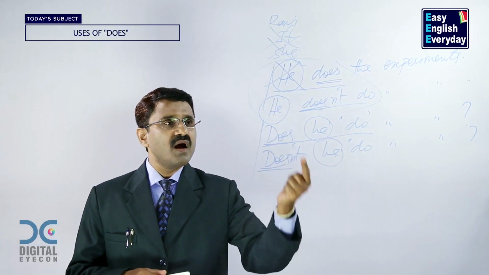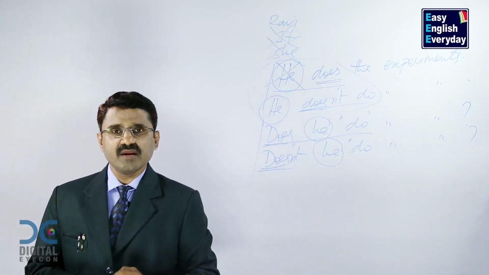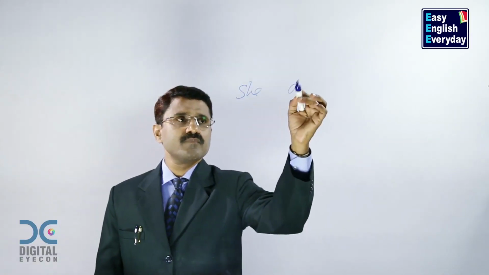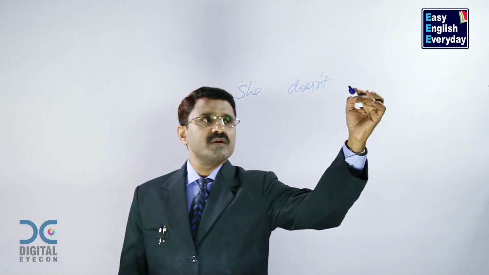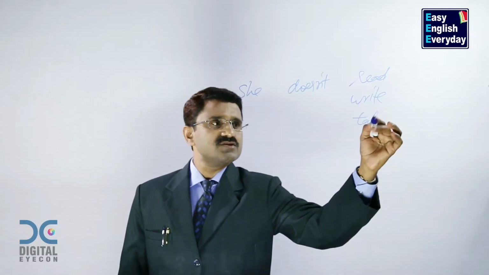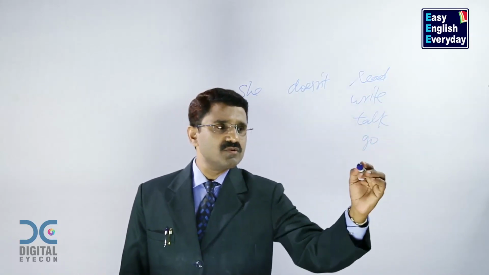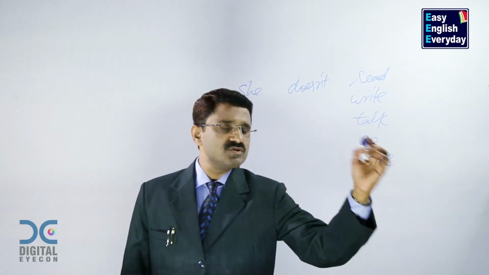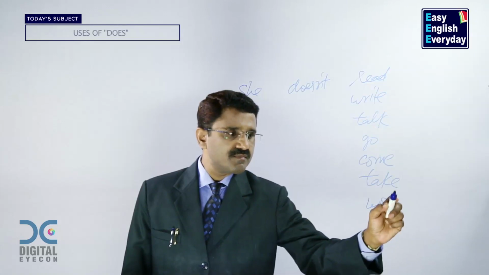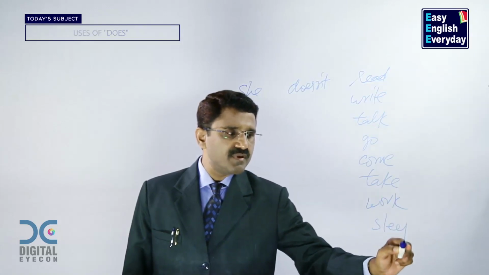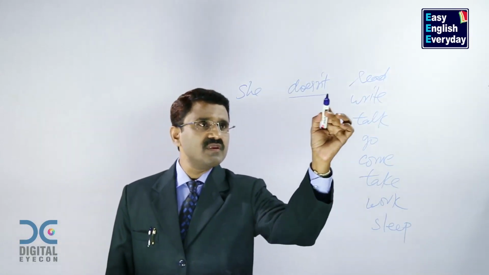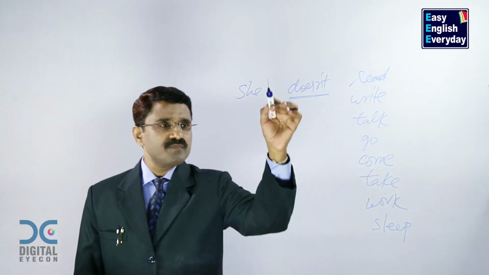Now we shall see how else does help me in making sentences. Read these sentences. She doesn't read. She doesn't write. She doesn't talk. She doesn't go to school. She doesn't come to the library. She doesn't take medicines. She doesn't work. She doesn't sleep early. These are the sentences we are making with the help of doesn't.